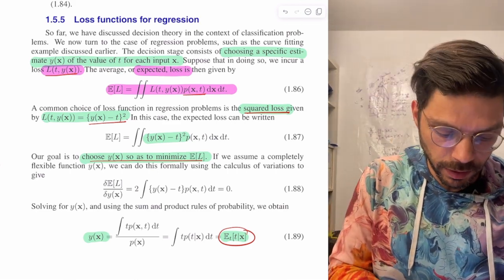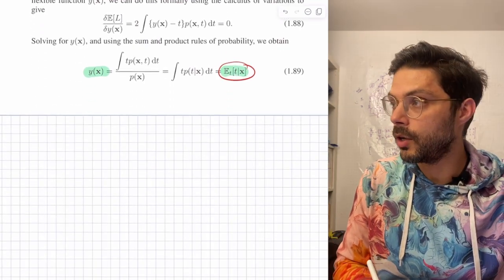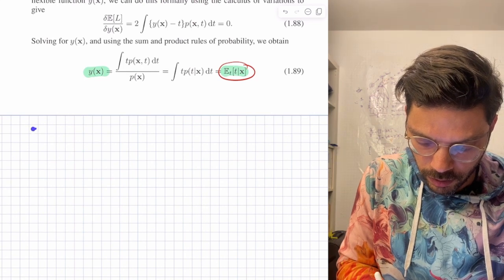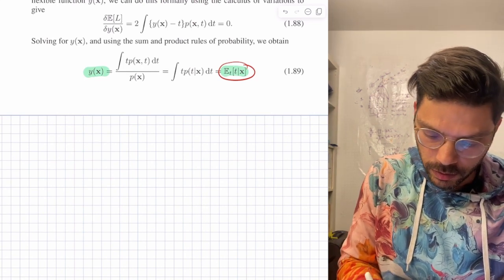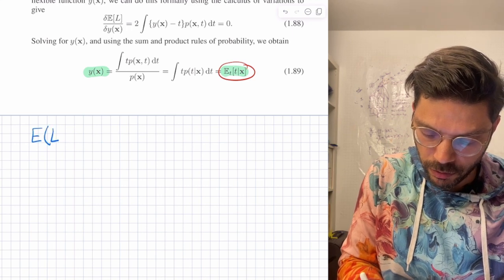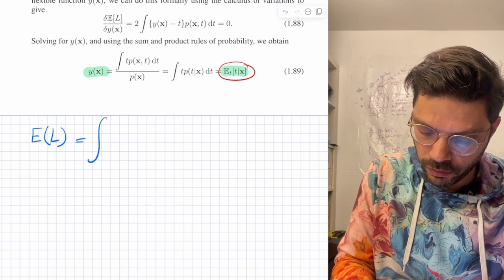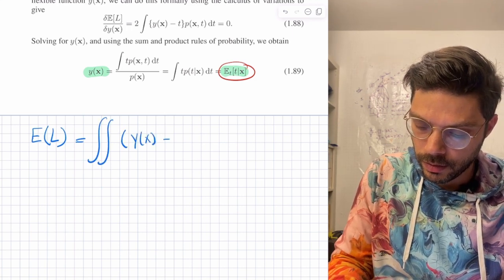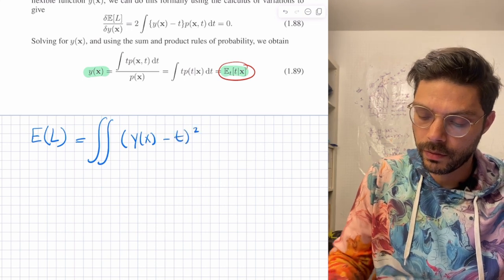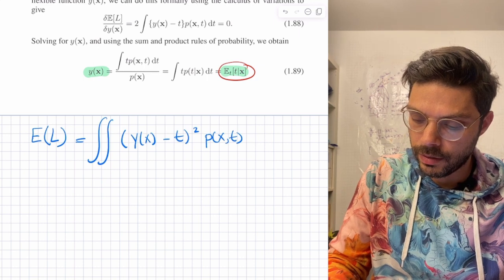So let's do that. Let's make sure you can see what I'm writing. Okay, so here is our expected value of the loss, and it was equal to the integral of y of x minus t squared times p of x and t, dx dt.